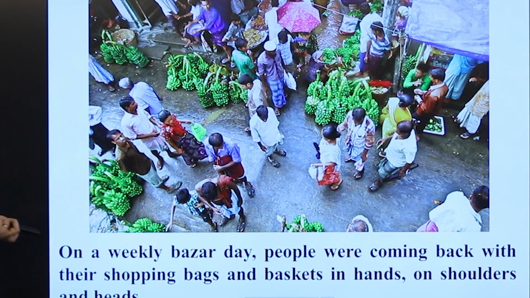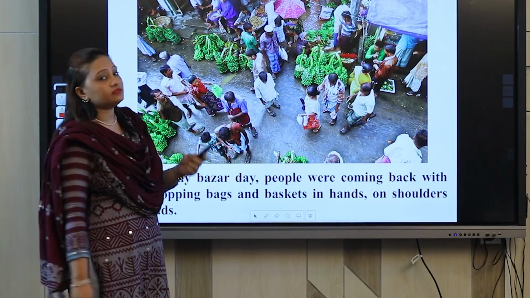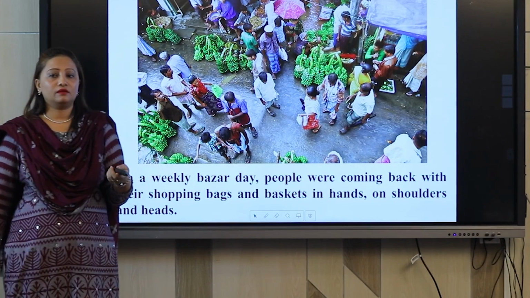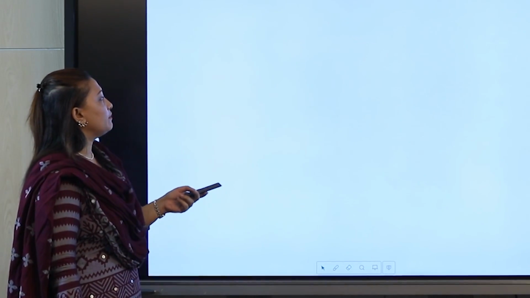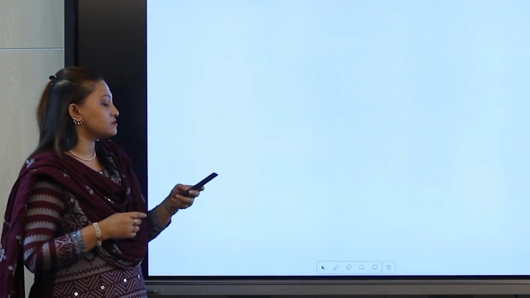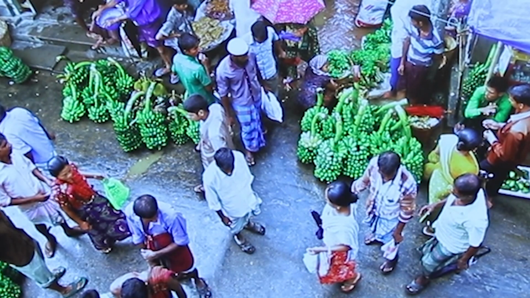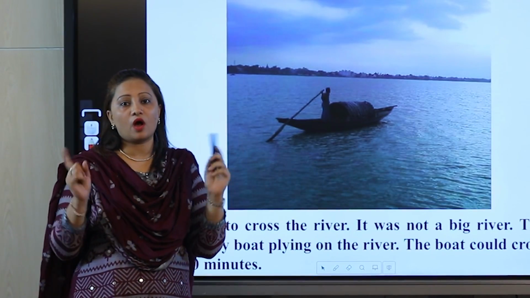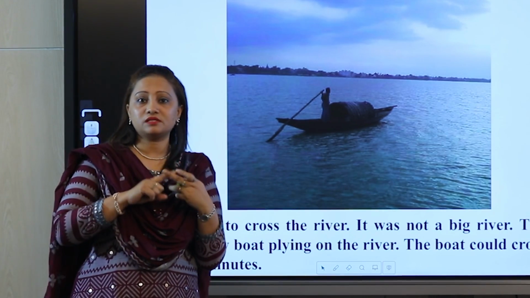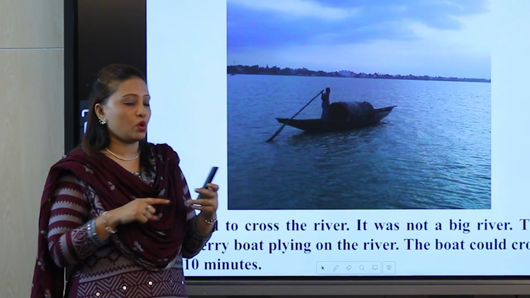This is the bazaar day. Actually in villages there is one specific day in a week. It's called bazaar day or haat day. So Jamil is the main character of the passage. You can see the villagers are buying their things from the bazaar, and this is the river which they need to cross. Jamil was the narrator of the story.